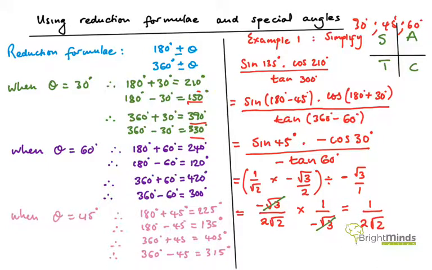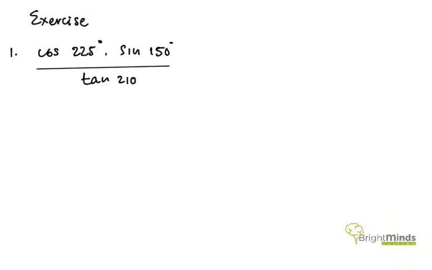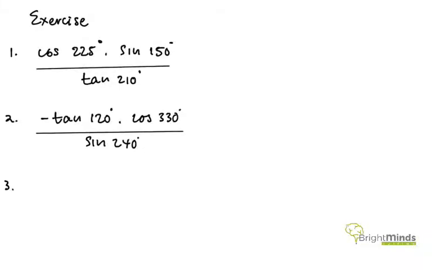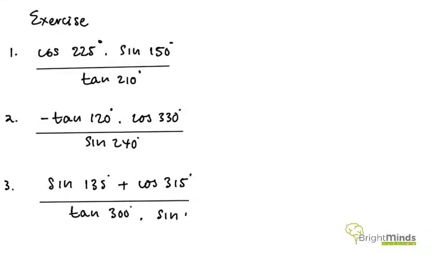Guys, if you're managing to look at 135, 210, and 300 and write these using the reduction formula, you should be able to sort out this type of problem. So let us look at the exercise that I want you to do. I want you to calculate cos 225 times sine of 150 times tan of 210 divided by tan of 210, as well as number 2 and number 3. And then we will look at the solutions tomorrow.